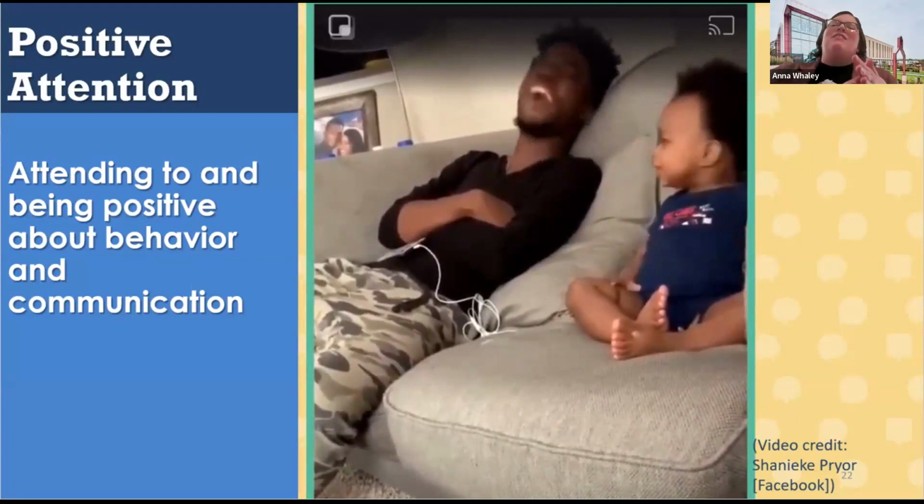So you can see that the father's positive attention sustains the child's interest and it promotes a lot of great communication here, right? The child has tons of vocalizations. And again, like I said, he's learning the back and forth of how to have a conversation.